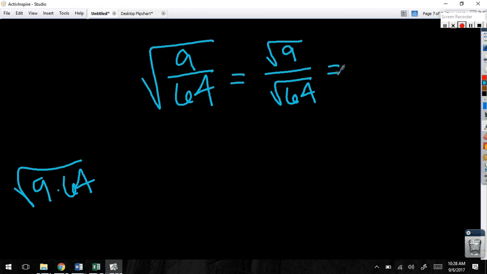And I don't need to multiply by the square root of 64 because, Darion, it goes in evenly. It's just 3 over 8. Now if this were not a perfect square, then I would need to multiply. Yes, why can't we do this easy?